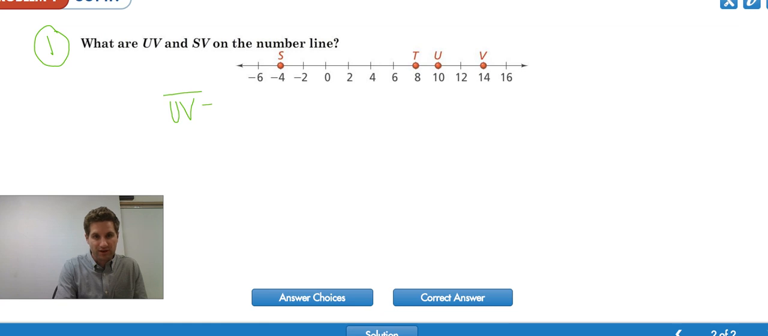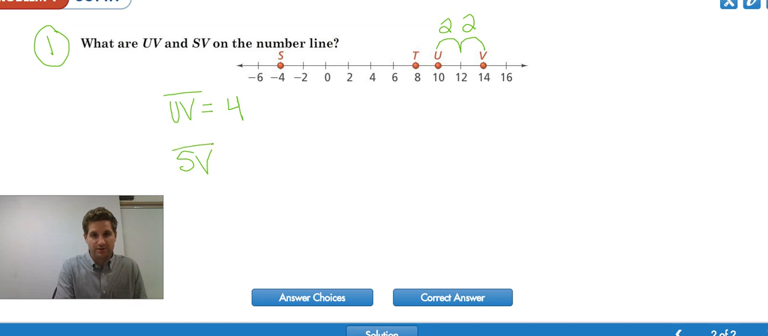So UV, we have two ways we can do this. We can count, or we can use that subtracting and using absolute value. Notice my number line is going by 2s, so I got to be careful. So U to V is going to be 2, 4. So I jumped 2 each time, which gives us a total of 4. So the length of UV is 4.